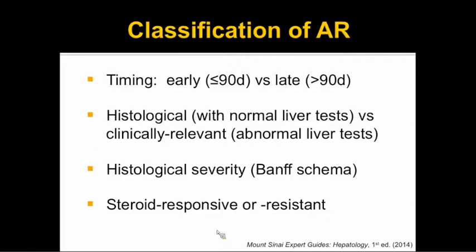Whenever you have everything going up, it's usually rejection. So for me, nothing is really specific, but if it's across the board, I always suspect rejection. So the GGT goes up, the alk phos goes up, everything goes up. To me, that is.